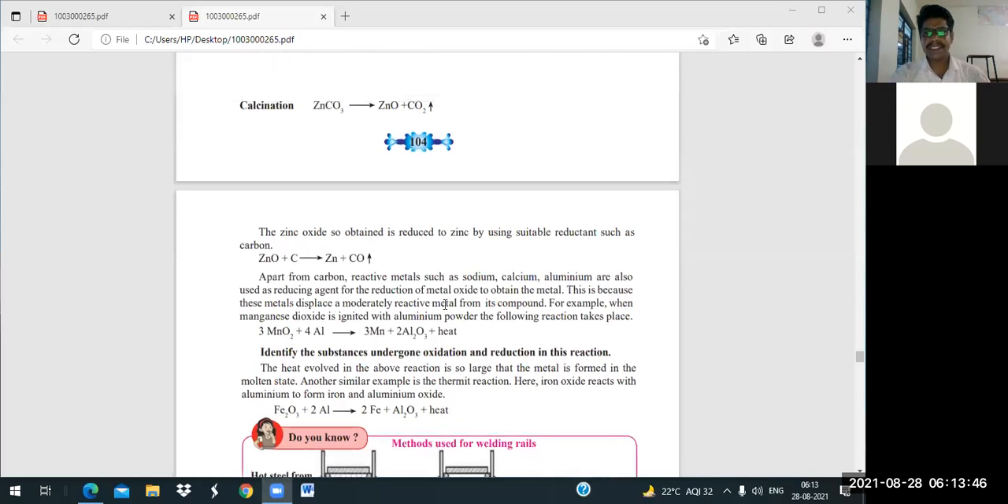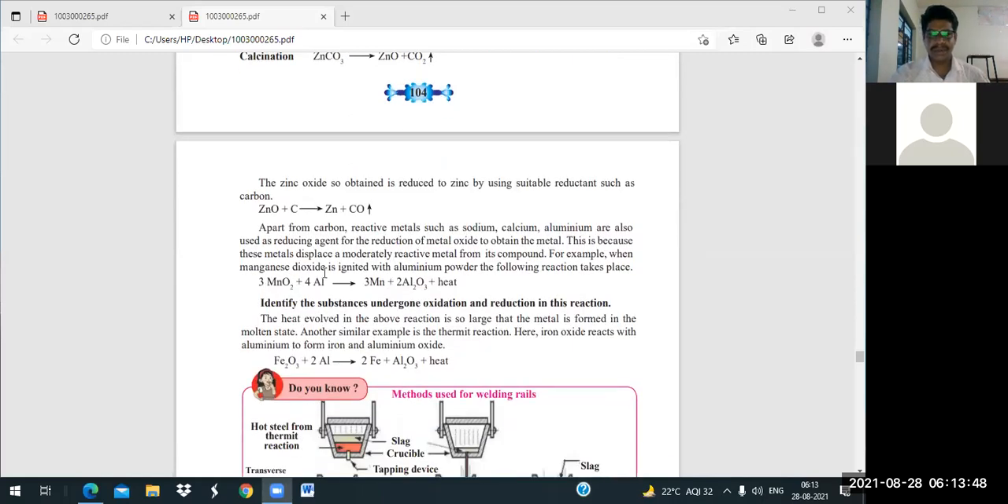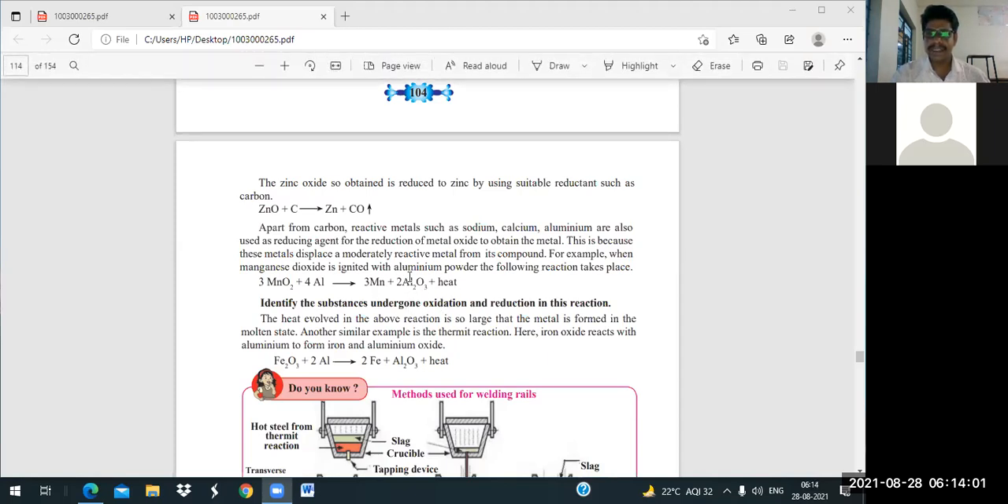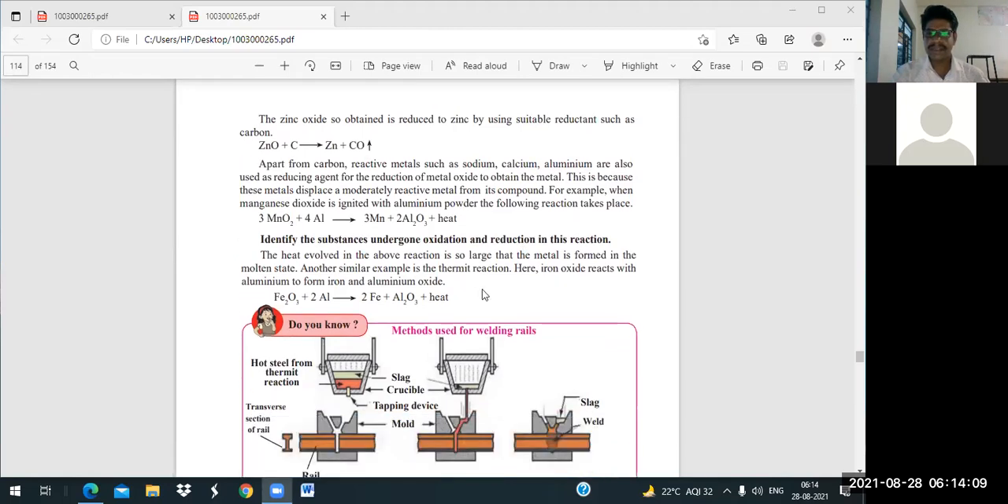Now, one more example is given here. MnO2, manganese dioxide, reacts with aluminum. It gives us pure manganese metal and Al2O3. Will you tell me its name? Aluminum oxide. So some substances are given here.